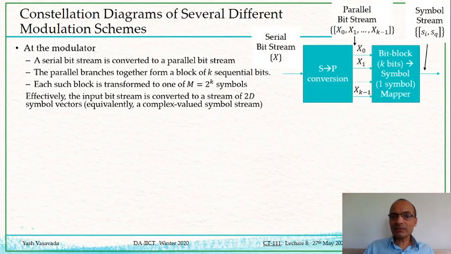And so the diagram that we were just describing looks like this. There is a sequential stream of bits that is coming in to the modulator. There is this serial to parallel conversion which takes small k bits at a time, x0, x1 up to x of k minus 1, and you get a parallel stream of bits. And then there is a bits to symbol mapper which takes these k bits and converts them into one symbol vector, which is given by Si, Sq.